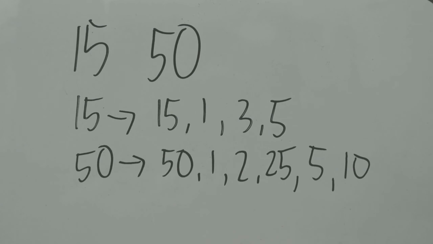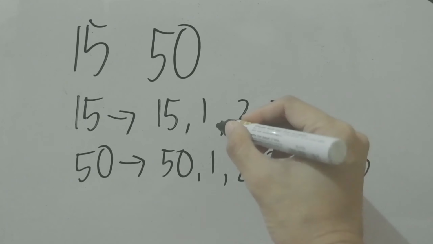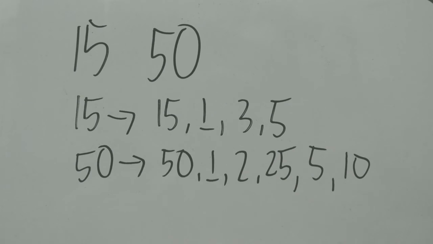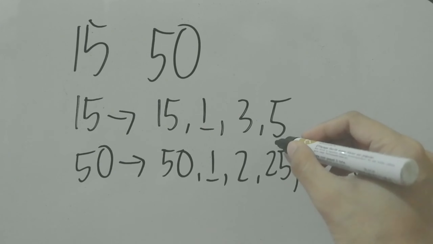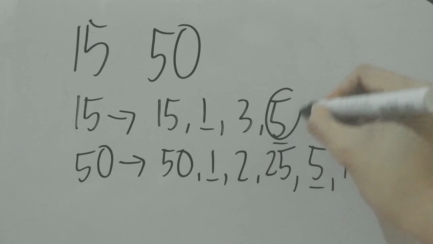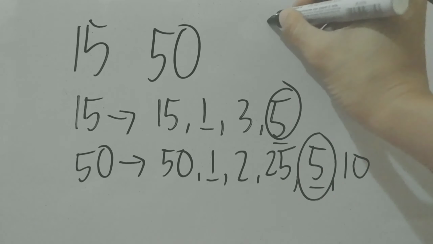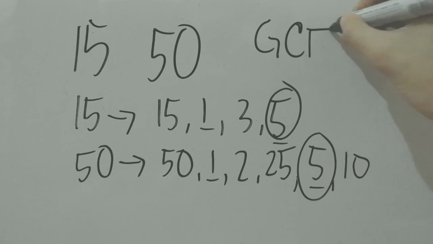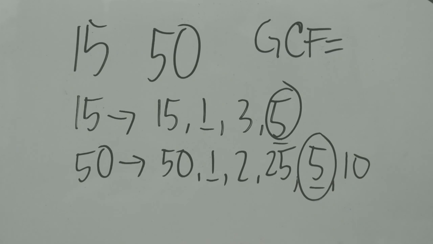So we are going to look for the greatest common factor of 15 and 50. 1 is their common factor. We also have 5 as their common factor. Which is greater, 1 or 5? The answer is 5. Therefore, the GCF of 15 and 50 is 5.